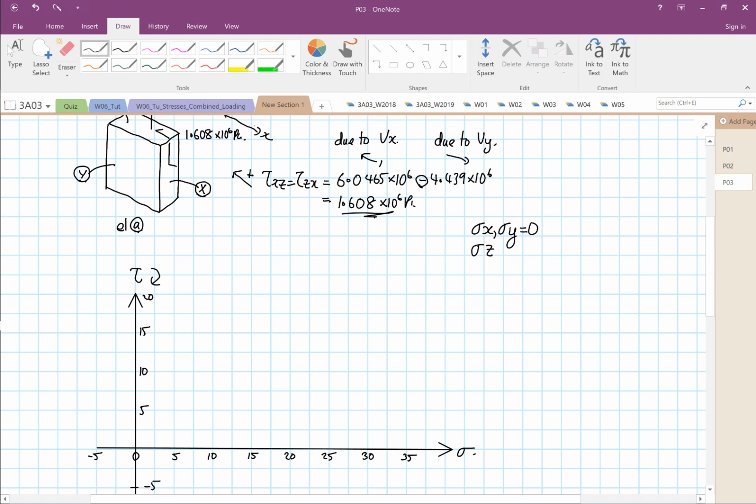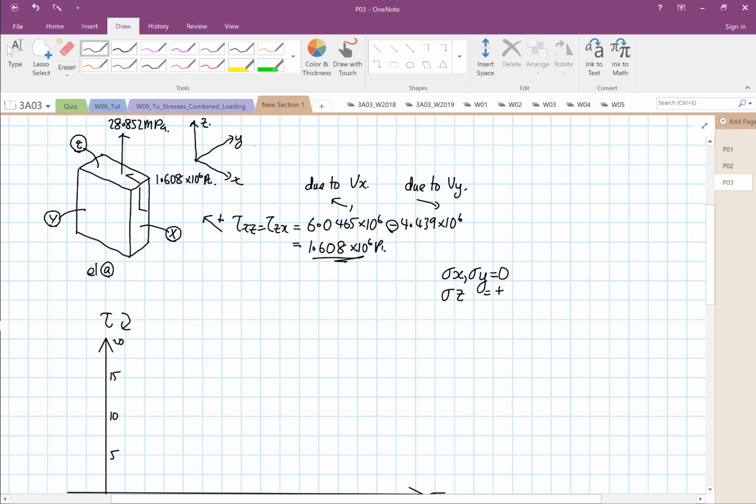Stress Z is equal to positive 25 or 28.852, and shear ZX is equal to shear XZ is equal to shear ZX, and it's in a negative shear configuration.